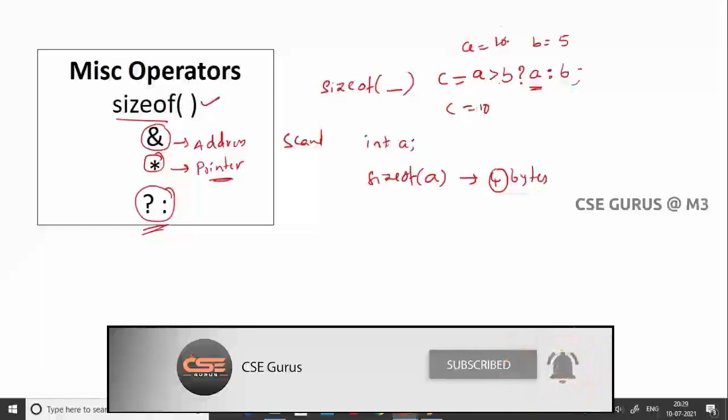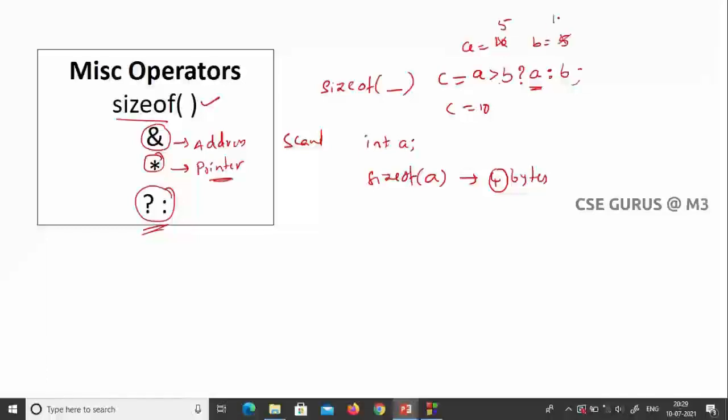Let us suppose if I write here 5, here 10: 5 greater than 10, no. So that's why it takes the second value. What is the second value? Again 10. Now can I conclude that this one line statement always gives the largest of two numbers, whatever the values you give?